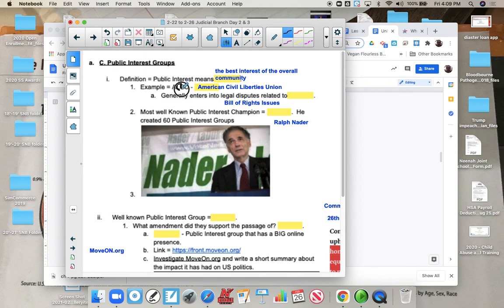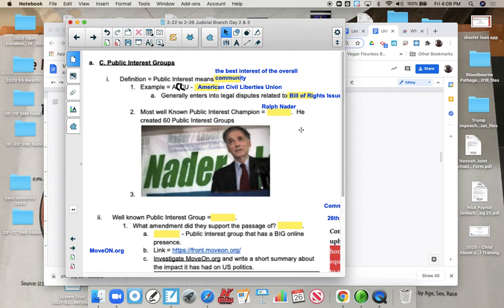ACLU, American Civil Liberties Union. Okay, they've worked for several decades to promote equality for all people. Generally, the ACLU enters into legal disputes that are related to Bill of Rights issues and equality, so that people of color, for example, are treated fairly and equally to their white co-citizens.